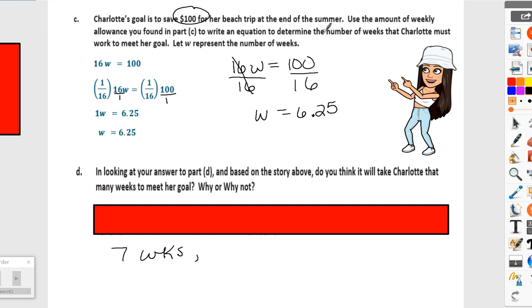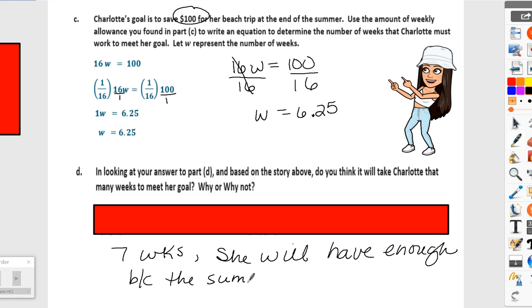Is that correct? So how many weeks are there in the summer? How many are you thinking? Does she have 7 weeks in the summer? Absolutely, because 8 weeks is 2 months, right? So she will have enough, if she doesn't spend stuff, right? Have enough because the summer is more than 7 weeks. Perfect. Okay.